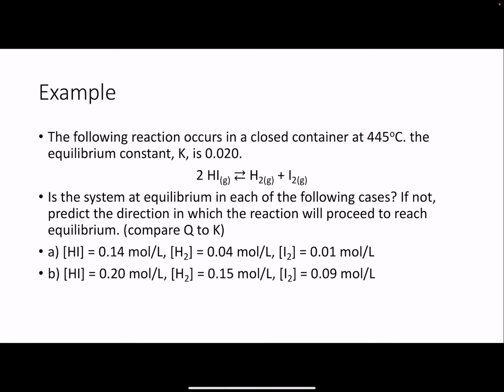So that's how we calculate the value of Q itself. Right? And that's what this represented. Calculate Q. And that'll determine if a system's at equilibrium or not.